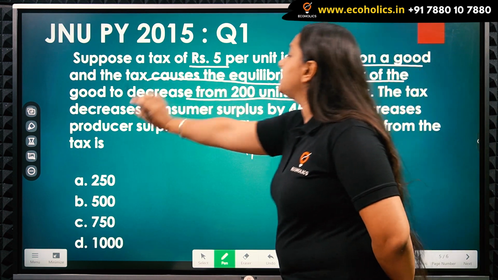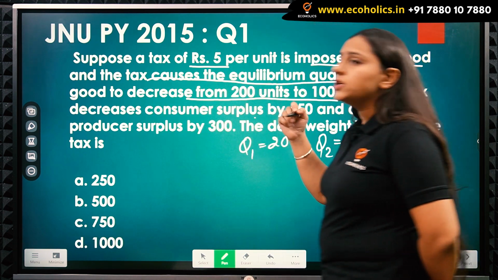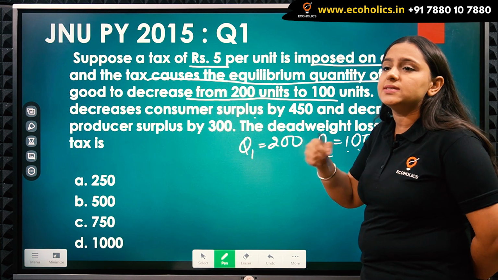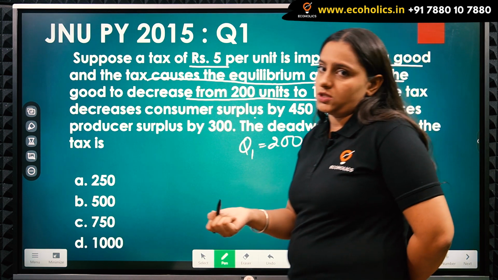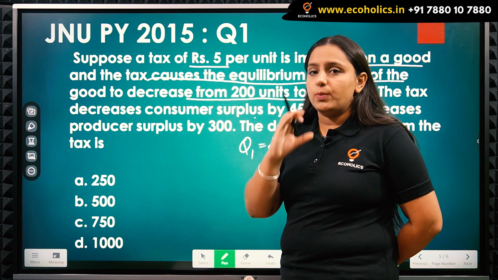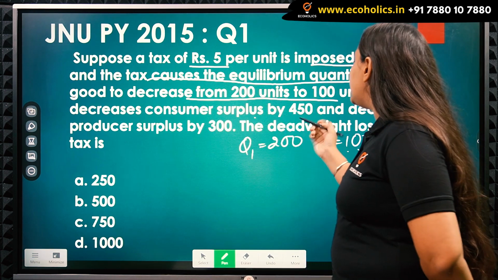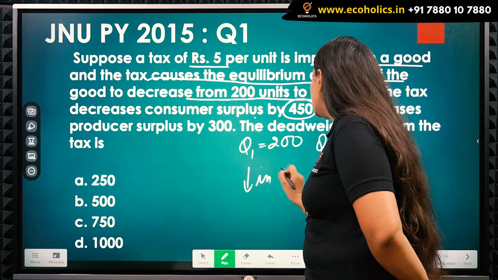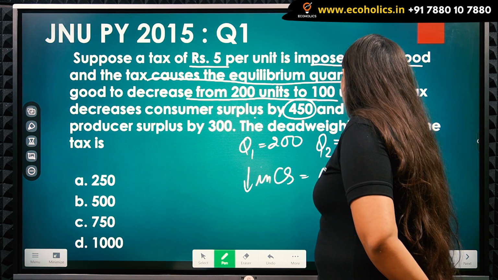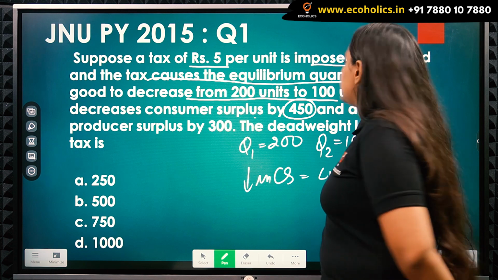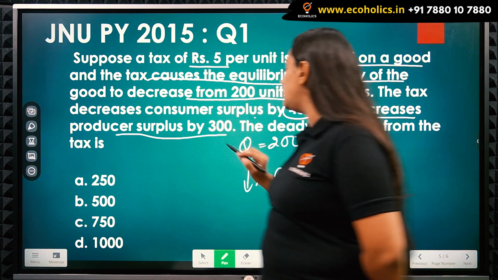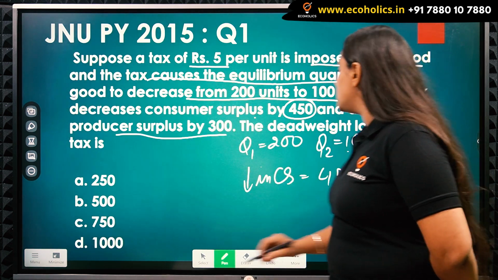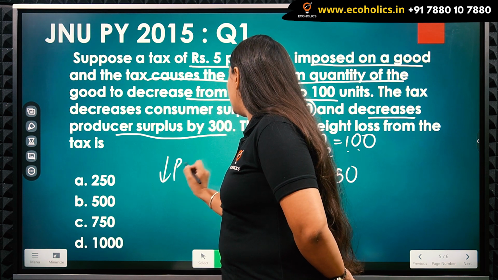The tax decreases consumer surplus. So what is consumer surplus? Consumer surplus is the extra benefit which consumers enjoy at the equilibrium price. So that decreases by 450. So there is a fall in consumer surplus of 450, and the tax decreases the producer surplus by 300. So producer surplus is also decreasing, by 300.